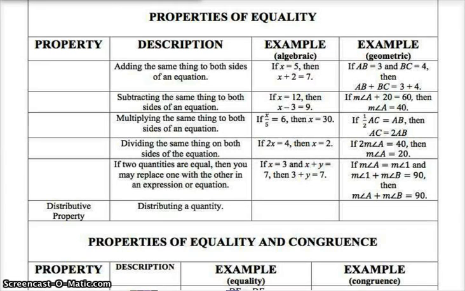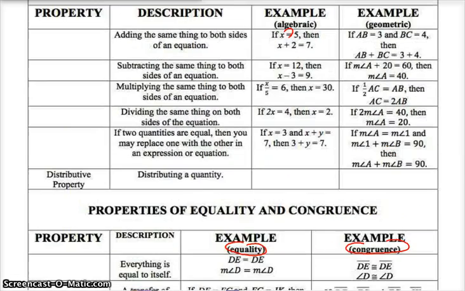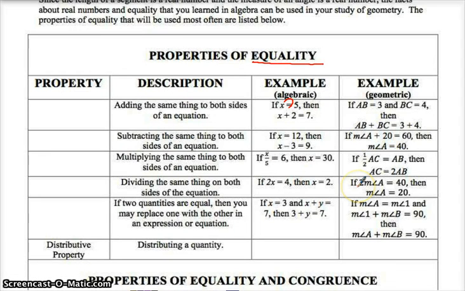The top part of this table deals with only properties of equalities. When you go through here, you'll notice all of these algebraic and geometric examples have equal signs in them. Down here, these last two properties can be done with equality or congruence. We can use congruent symbols or equal signs, but up here you cannot use any congruence, it's only equality.